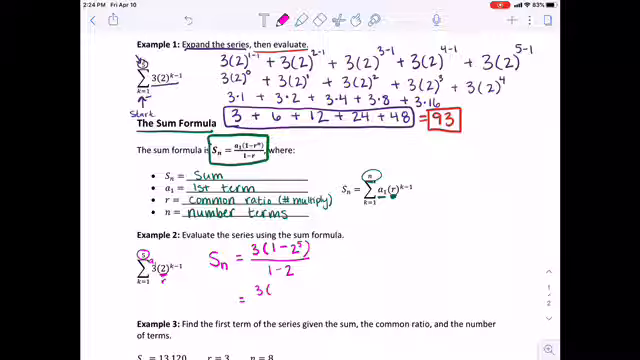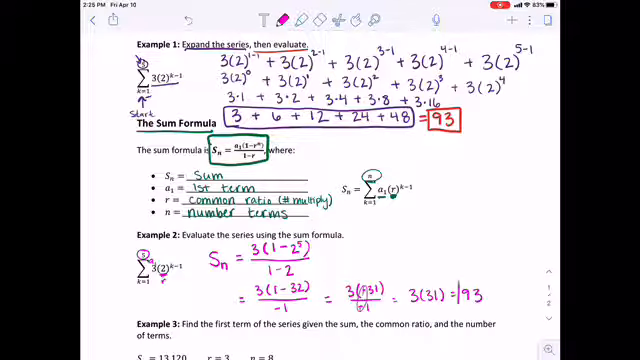So I have 3 times 1 minus 2 to the 5th power, which is 32, all over 1 minus 2, which is negative 1. All right, well, if I simplify that down, I'll have 3 times 1 minus 32, which is negative 31, all over negative 1. Well, the negative in my numerator and the negative in my denominator will cancel each other out, and this becomes just 3 times 31, which is going to equal 93.